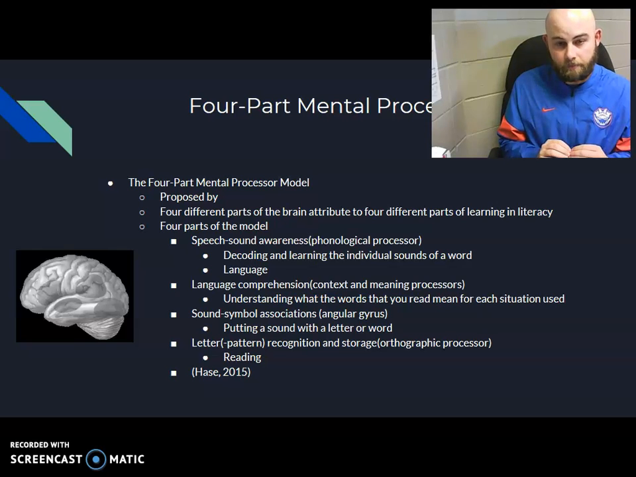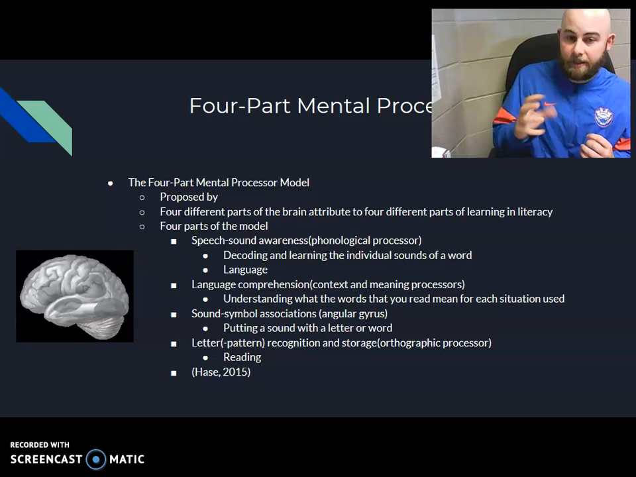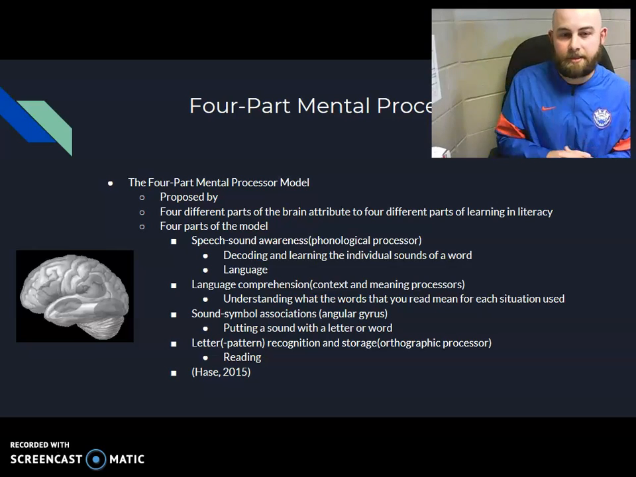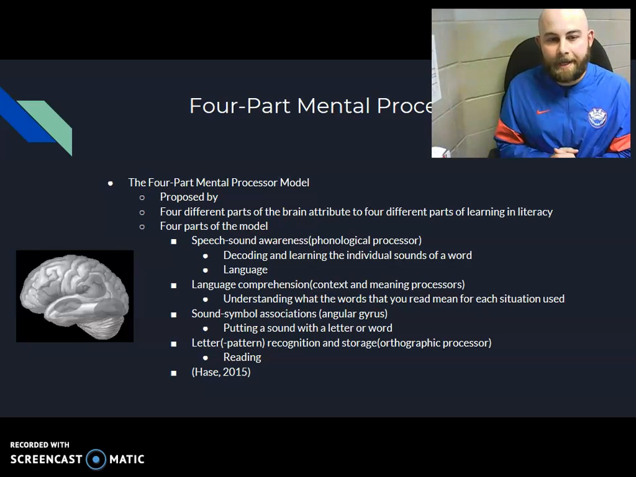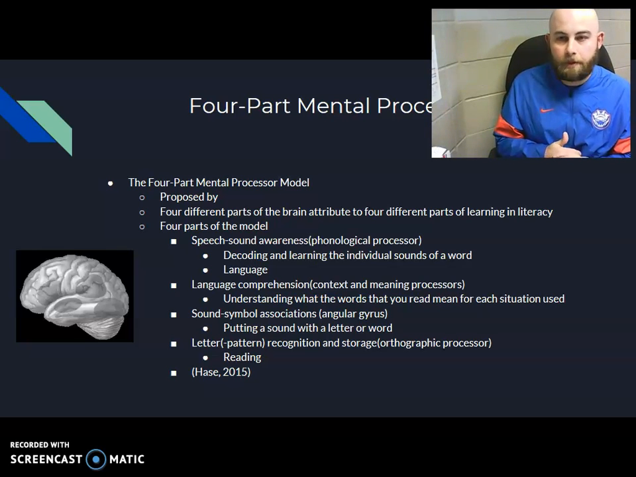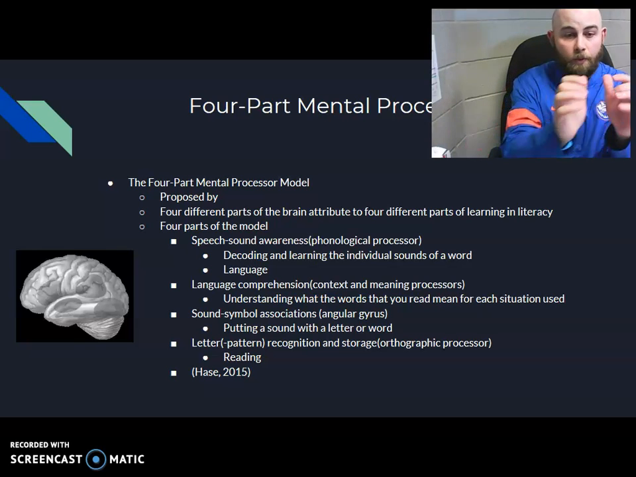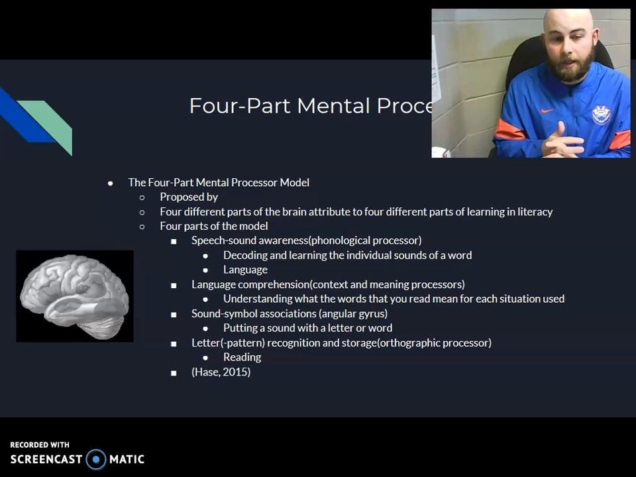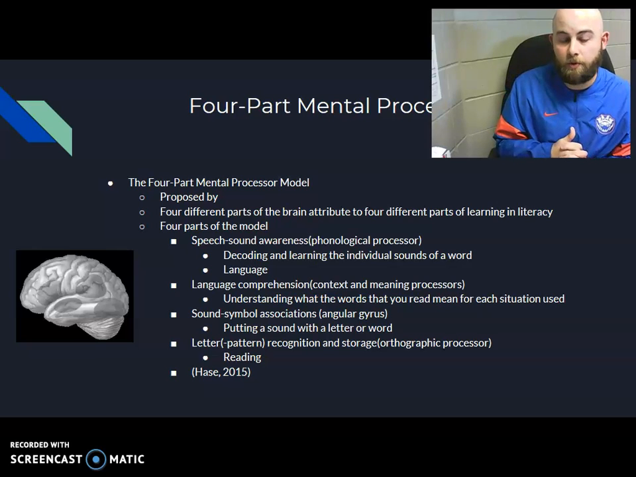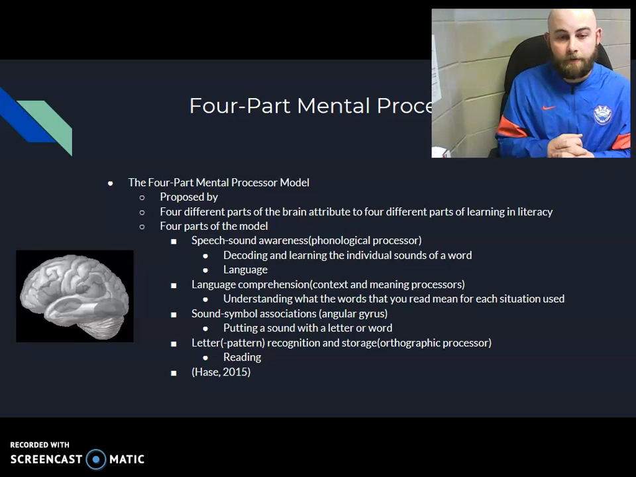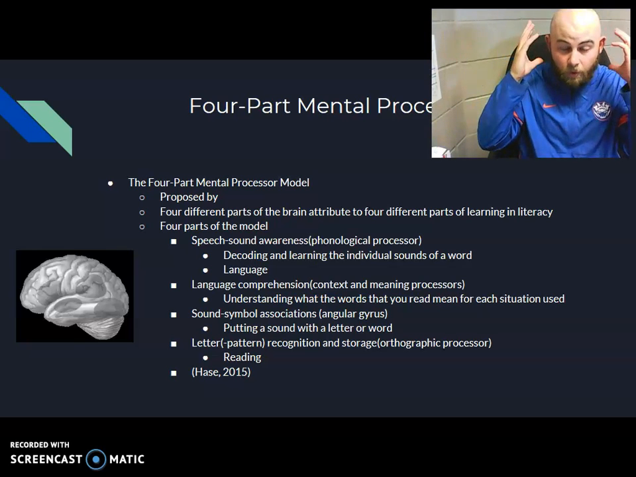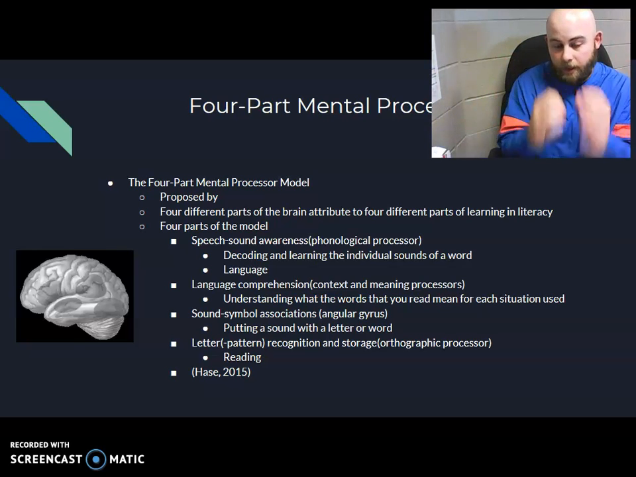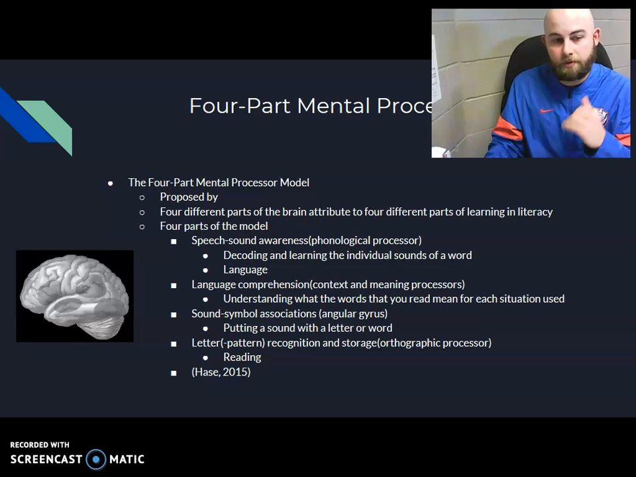And then the other one is context: in what context is this language being used, and being able to understand the words that you're reading and what those words mean. Sound symbol association, to be able to put a sound with a letter. And then letter recognition and storage, the orthographic processor. That's where we store and remember it, and we can read those words and be familiar with them because we've read them before.